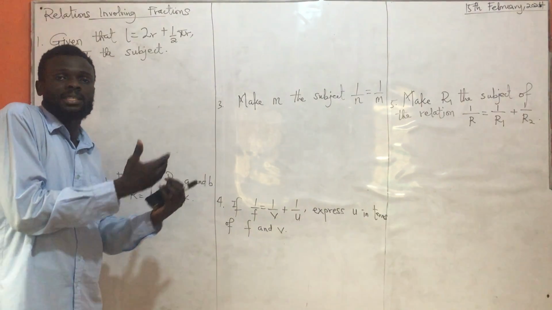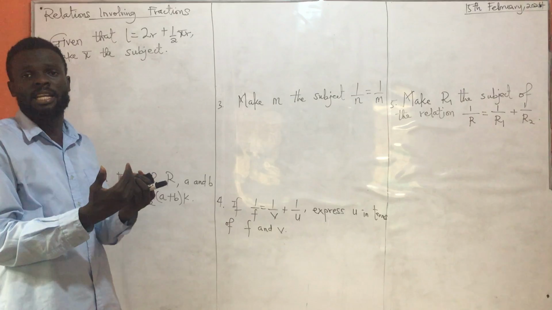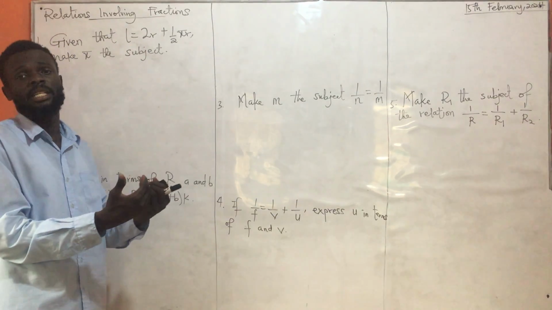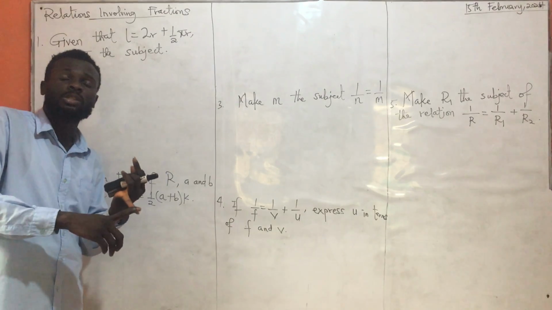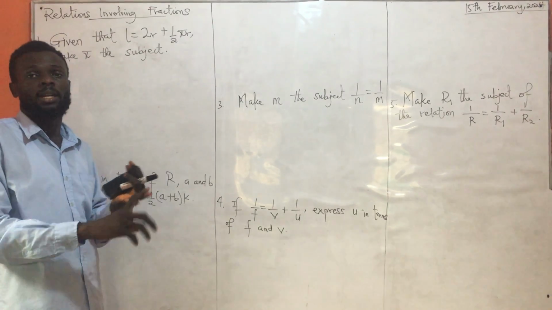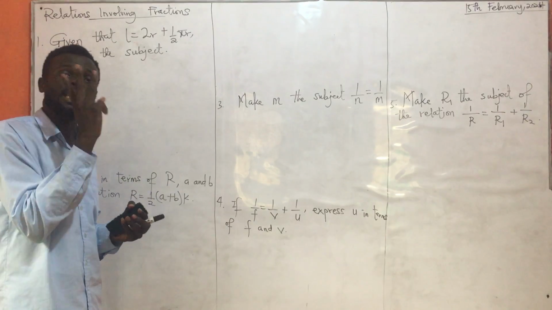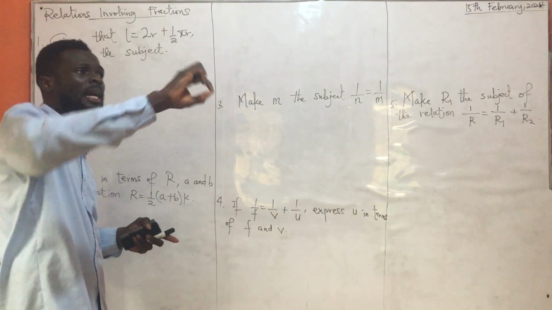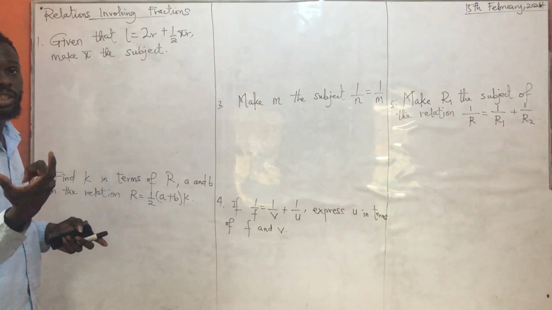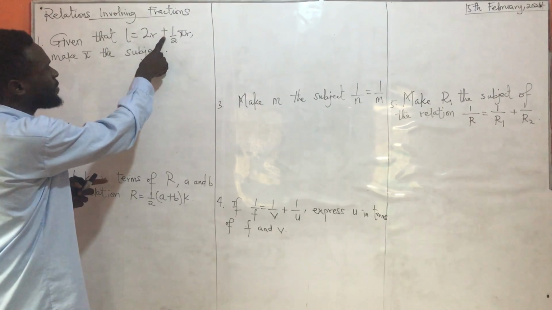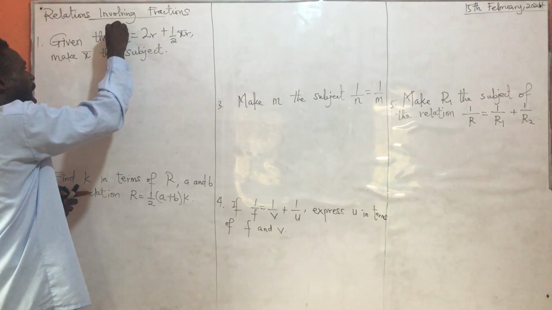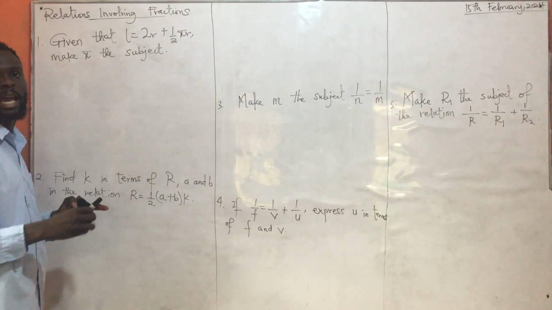So one will ask, how will I know the number of terms in a relation? The number of terms in a relation is shown by the equal to sign, the addition sign, and the subtraction sign. These three signs help you to know the number of terms in a relation. So when you look at the first example, we have an equal to sign, we have an addition sign. So we have 1, 2, 3 terms.